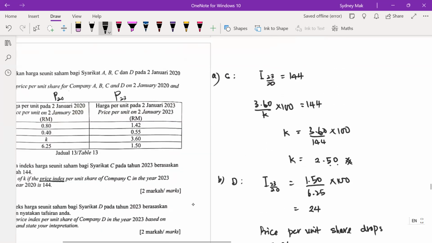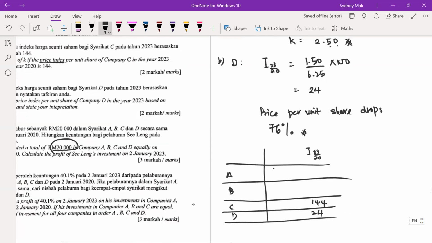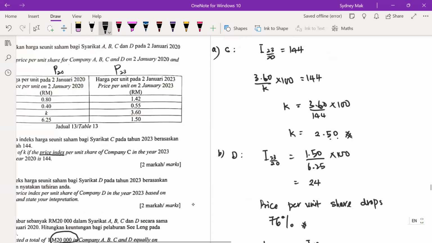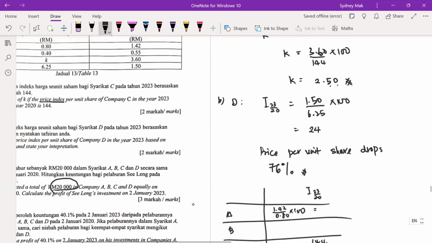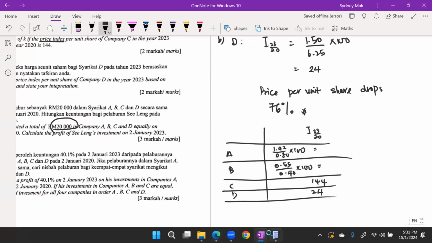Okay, what about A and B? So we shall use the formula 1.42 over 0.8 times 100. That gives you the price index for A. As for B, 0.55 over 0.4 times 100. Okay. Let's get the value.